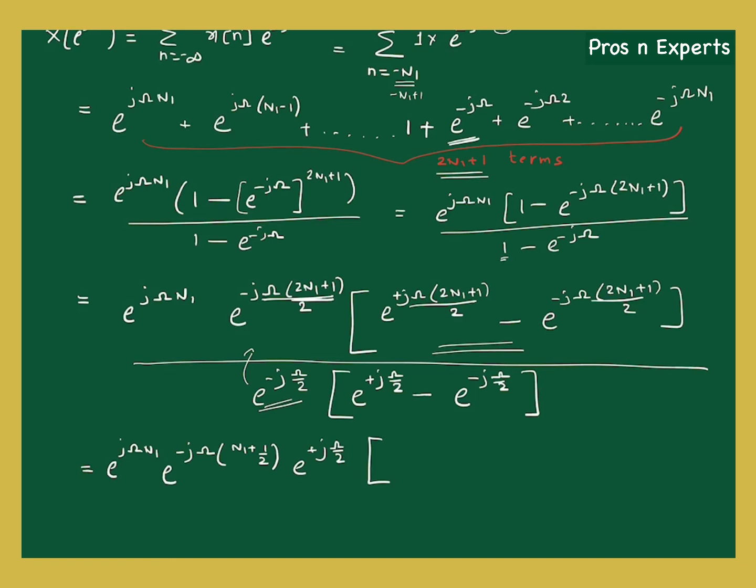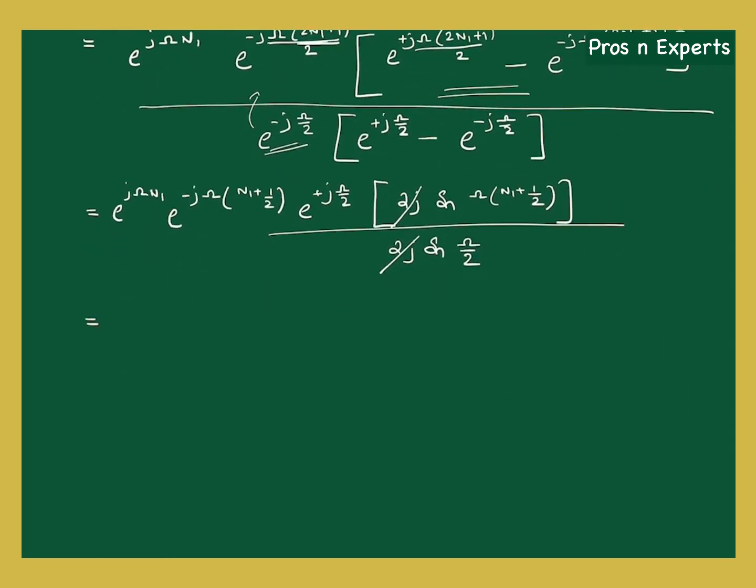This is of the form e raised to j theta minus e raised to minus j theta. That is 2j sine theta. So instead of theta, it is sine omega into, I can write 2n1 plus 1 by 2 as n1 plus half, like we did here. So that is in the numerator. And what is in the denominator? This thing has been taken to the upside. So this is remaining. What is this? This is e raised to j theta minus e raised to minus j theta. Again, it is in 2j sine theta form. So divide by 2j sine omega by 2. You can cancel 2j here.